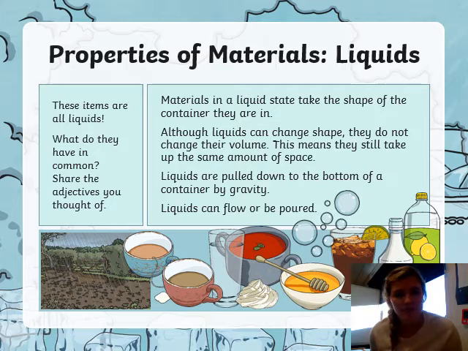Liquids are pulled down to the bottom of the container because of gravity. We've obviously spoken about gravity before. Gravity is what holds us down to the earth rather than letting us float about. And liquids can flow or be poured. So obviously tea, coffee, soup, honey, lemonade, Coca-Cola or milk are some examples of these.